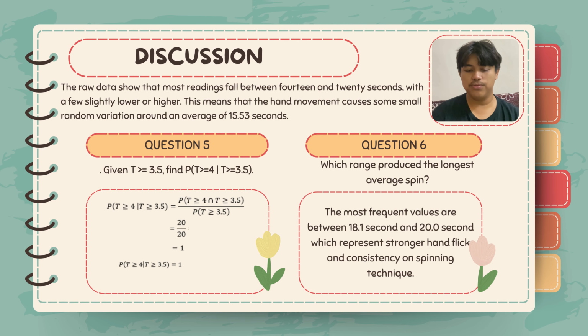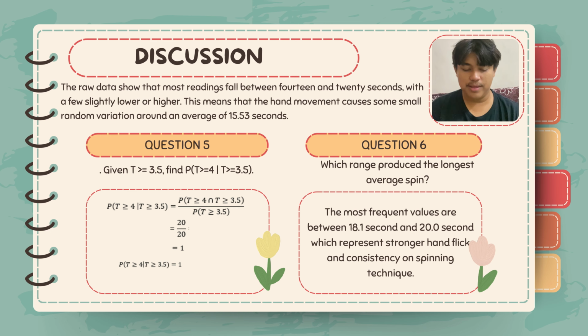Now we will move to discussions. The raw data show that most readings fall between 14 and 20 seconds, with few slightly lower or higher. This means that the hand movement causes some small random variation around an average of 15.53 seconds. We will move to question 5.